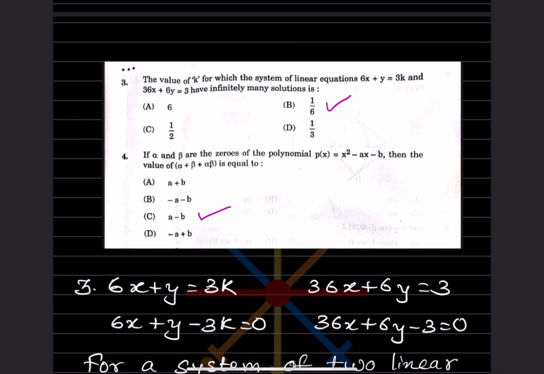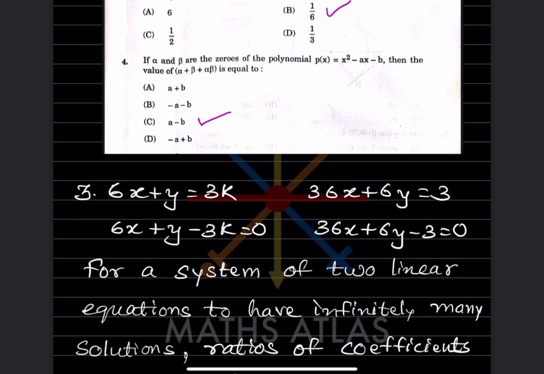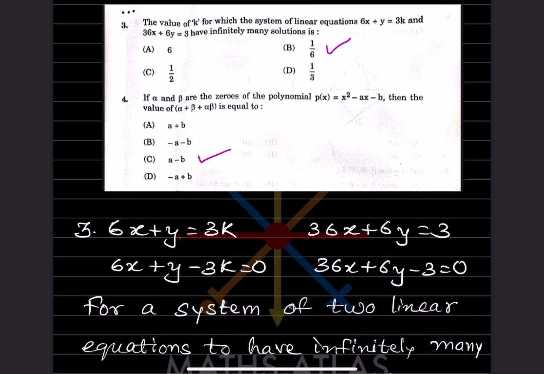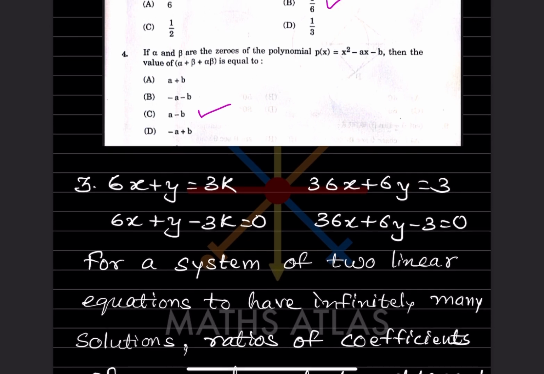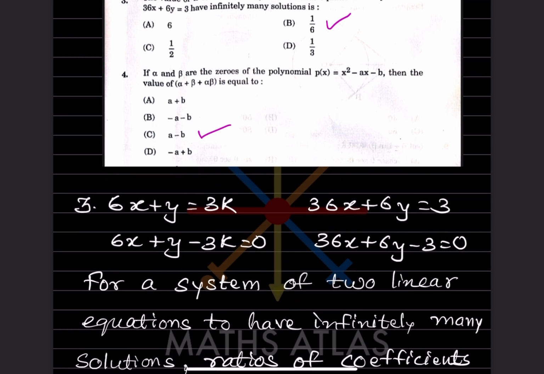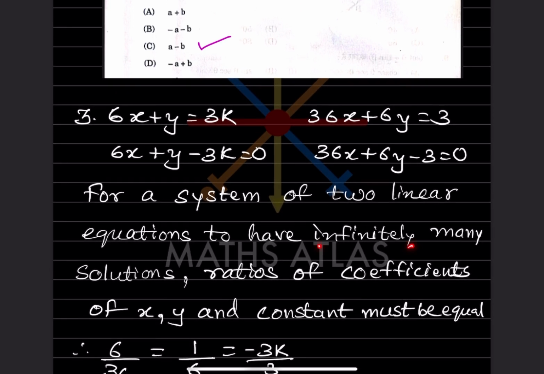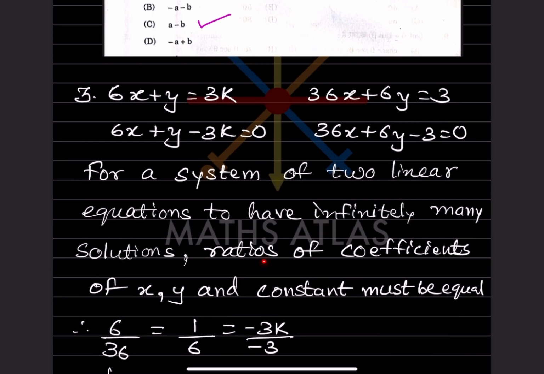Now, the value of k for which the system of linear equations given here has infinitely many solutions. Let us see this, 6x plus y is equal to 3k. When we rearrange this, we bring it to this side, that is going to be equal to 0. And if you rearrange the other equation, that will be minus 3 equal to 0. Because they said infinitely many solutions, for a system of two linear equations to have infinitely many solutions, the ratio of coefficients of x, y and the constant must be equal.